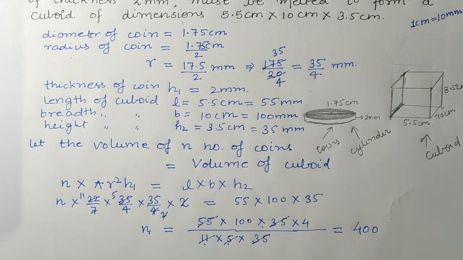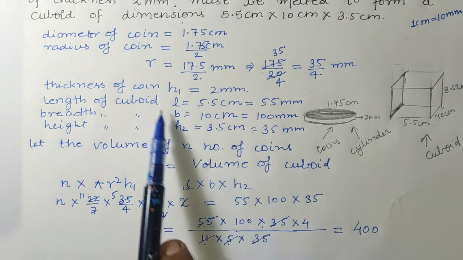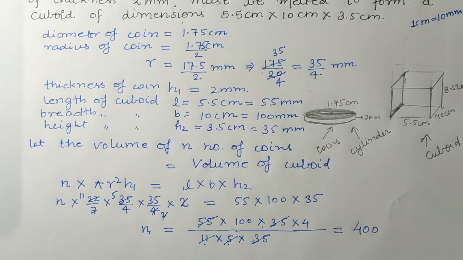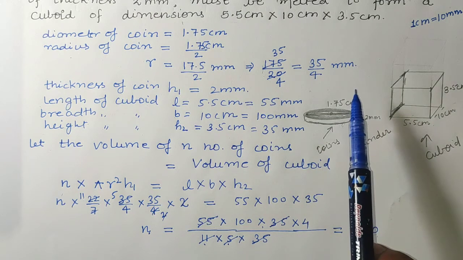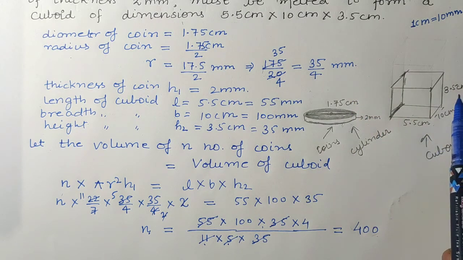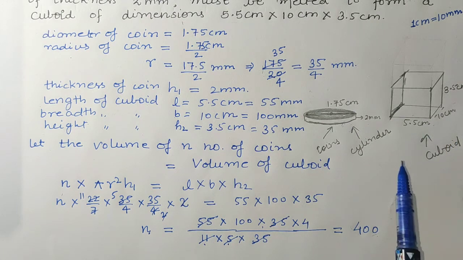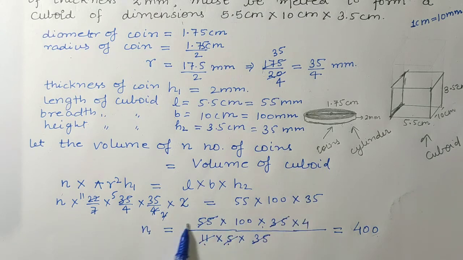Okay students, and after that here we have written all the dimensions. One thing is important here, that I have changed all the dimensions into millimeter, so that our calculation will be easy, and here we easily calculated and got our result, that 400 coins should be melted to get the cuboid of this dimension. Okay students, you can pause the video and note it down.